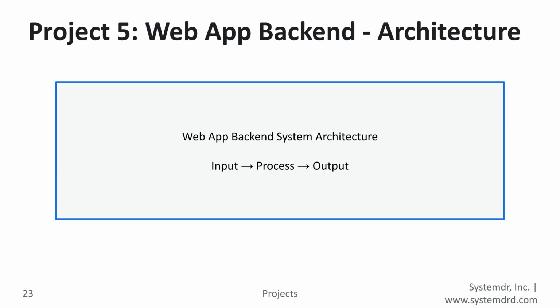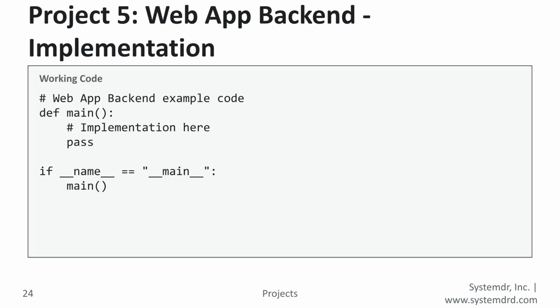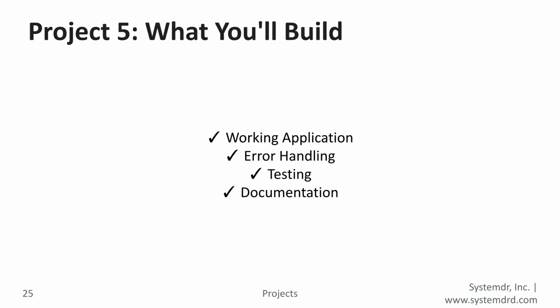Project 5 covers the web app backend. The architecture processes requests, interacts with data, and returns responses. Input is HTTP requests, processing is business logic, and output is data responses. The backend implementation will focus on setting up server routes and handling data persistence. This is where the core business logic of the application resides. The web app backend project encompasses a working API, error handling for data and requests, backend testing for routes and logic, and documentation for API endpoints.